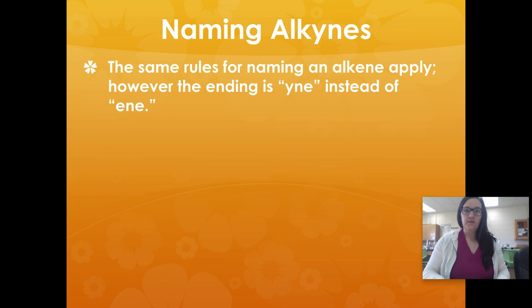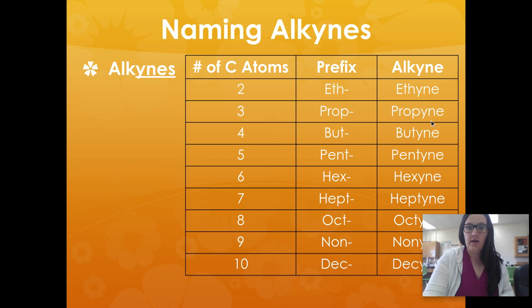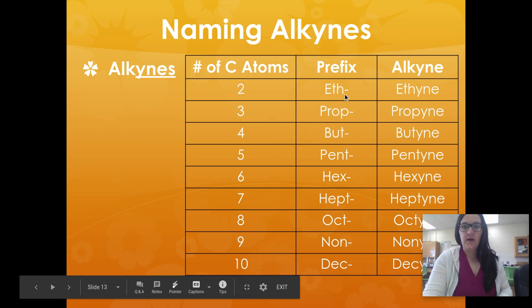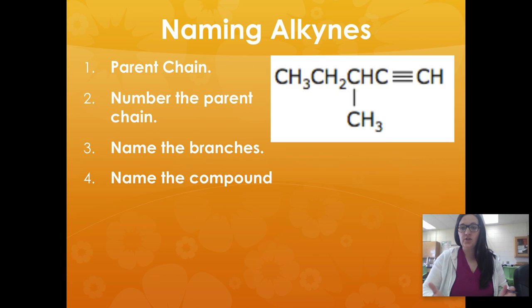Same rules apply for alkynes, but we're going to change the name of them because instead of having the ane or the ene ending, they have the yne ending. I feel like I'm speaking a different language. So the prefixes are all the same, but we'll have ethyne, propyne, butyne, and so on and so forth. They just get the yne ending because they have a triple bond. And when we name them, it's exactly the same process as before. So we would find the parent chain, number the parent chain, name the branches, and name the compound.